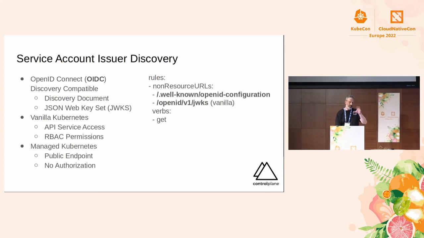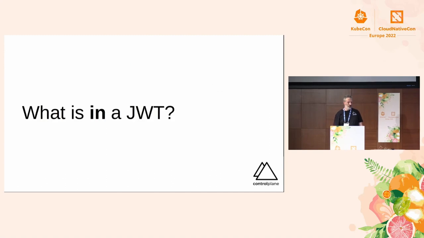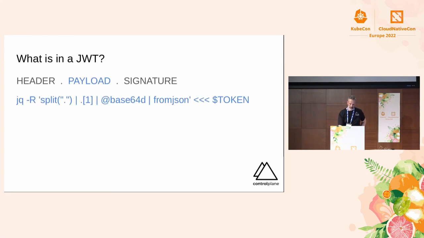And in order to kind of really understand how this works, we need to understand what's in a JWT. So it's a simple serialization format. We've got a header, a payload, and a signature, base64 URL encoded and separated with a period. So we can pipe that through jq if we want to look at the claims in the payload of a token. You can't decode the signature because it's not UTF-8 encoded, but you're generally interested in the payload. You want to see what the claims are when you're messing about with tokens.